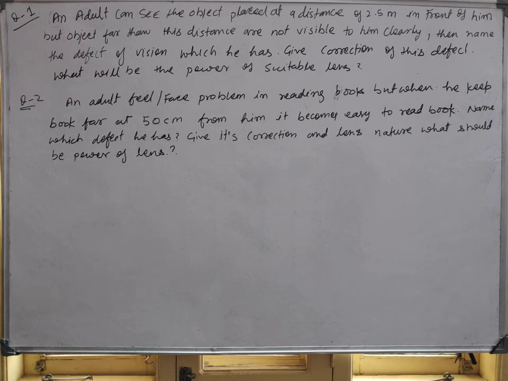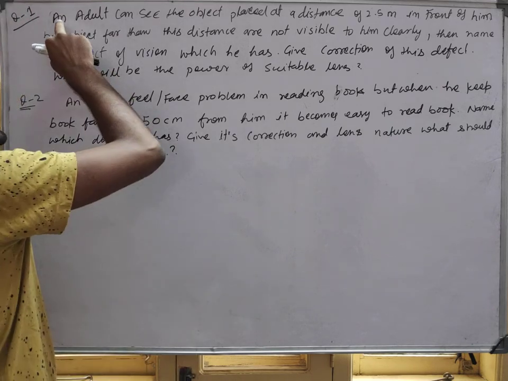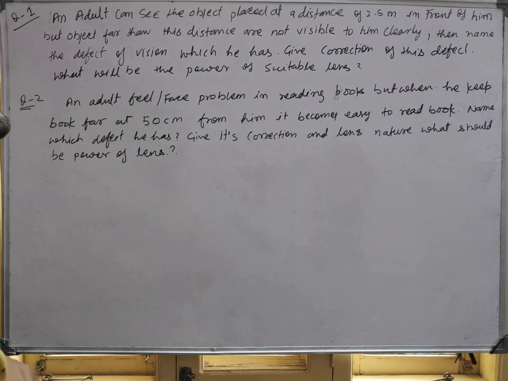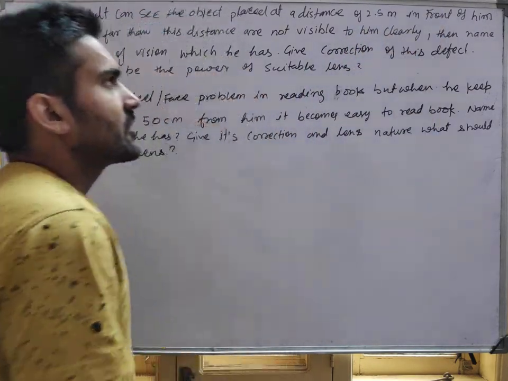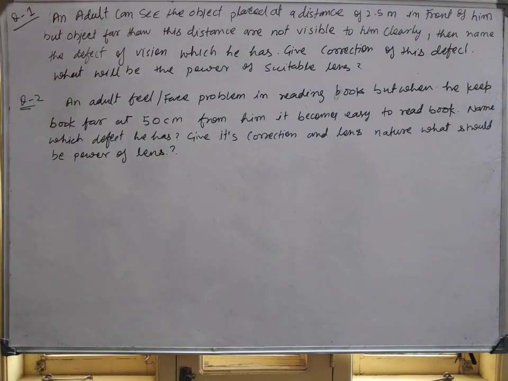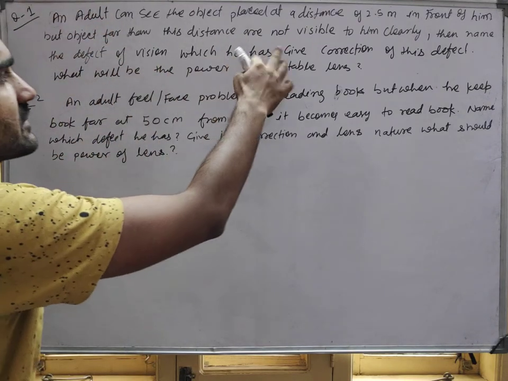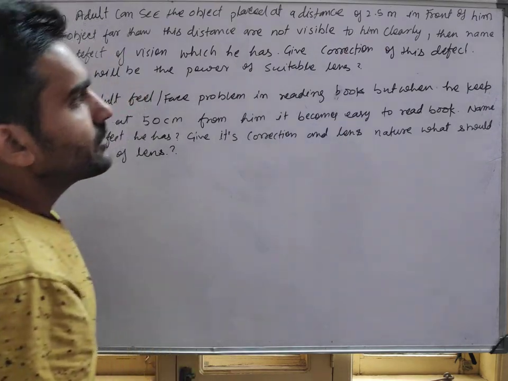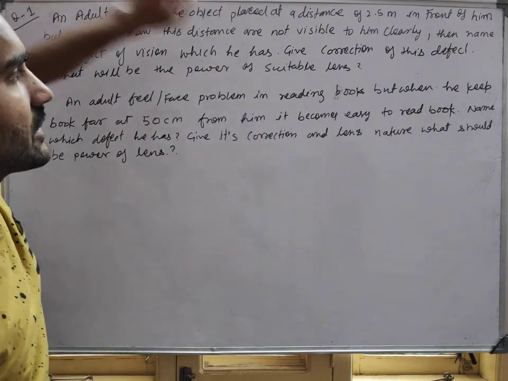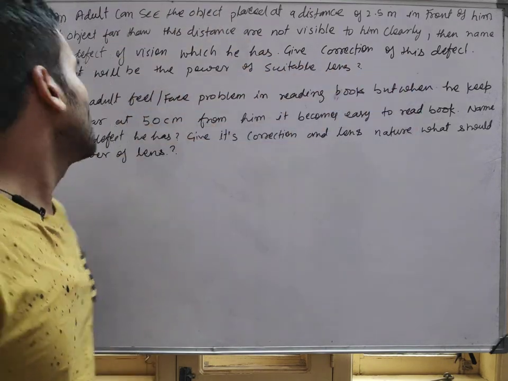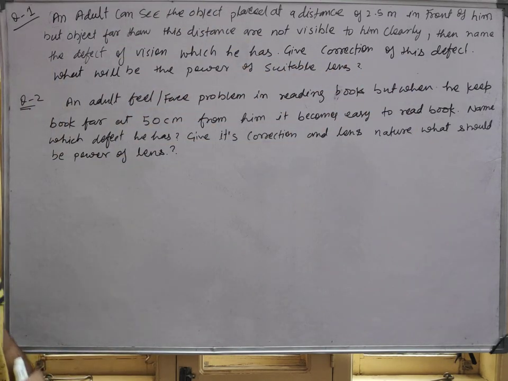The first question is: an adult can see an object placed at a distance of 2.5 meters in front of him, but objects farther than this distance are not visible to him clearly. Then name the defect of vision which he has. Give the correction of this defect. What will be the power of the suitable lens?